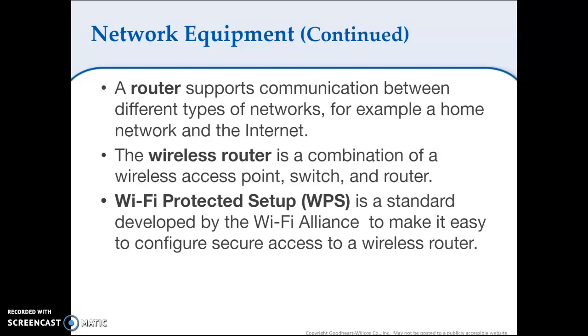A router supports communication between different types of networks, for example, a home network and the internet. A wireless router is a combination of a wireless access point, switch, and router. And then Wi-Fi Protected Setup, or WPS, is a standard developed by the Wi-Fi Alliance to make it easy to configure secure access to a wireless router. So a router is not just a router anymore. There is obviously a wireless router, a wired router, and even a Wi-Fi protected router. So the question becomes, if you are a networking professional and you are building a network, what type of router do I actually need to best fit my needs?